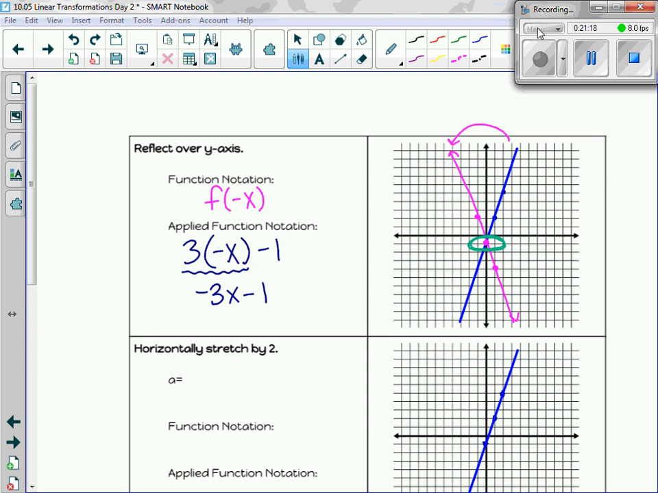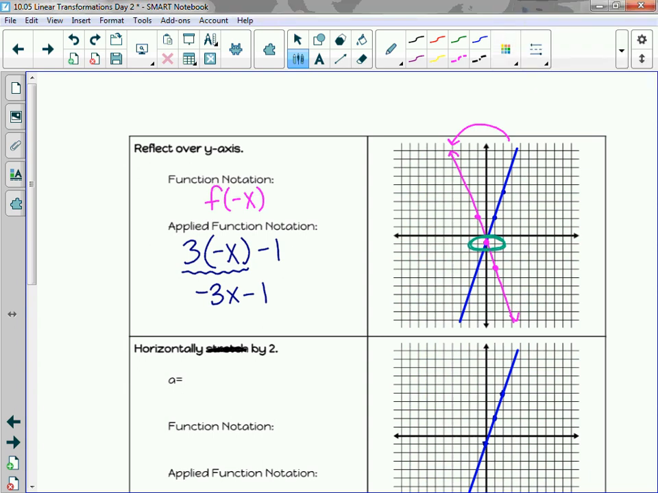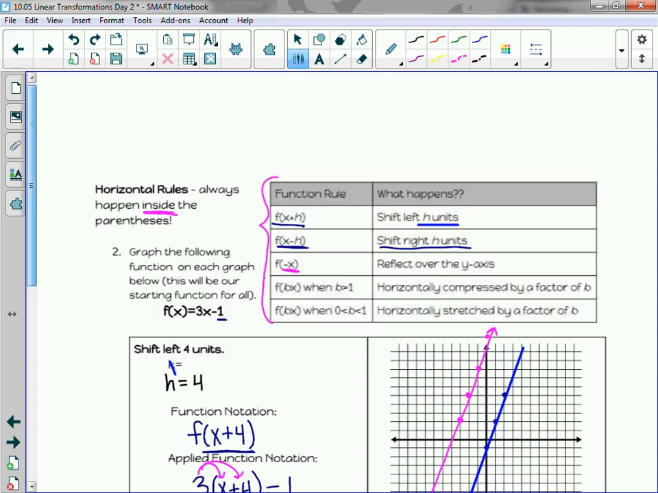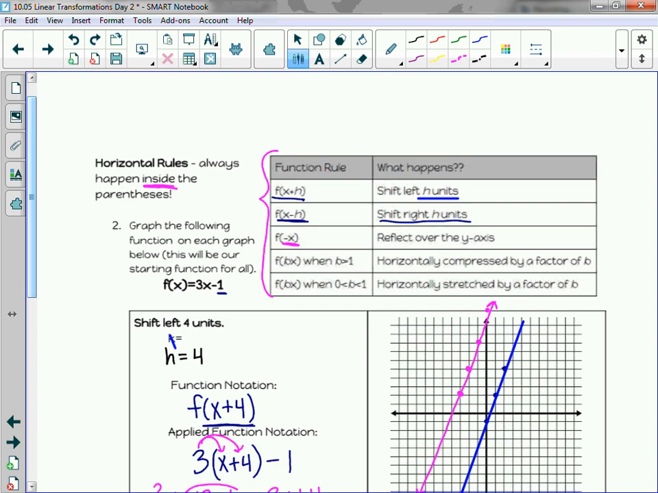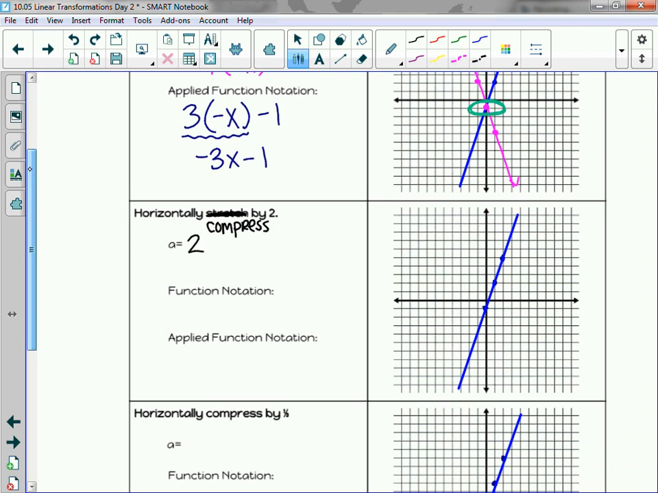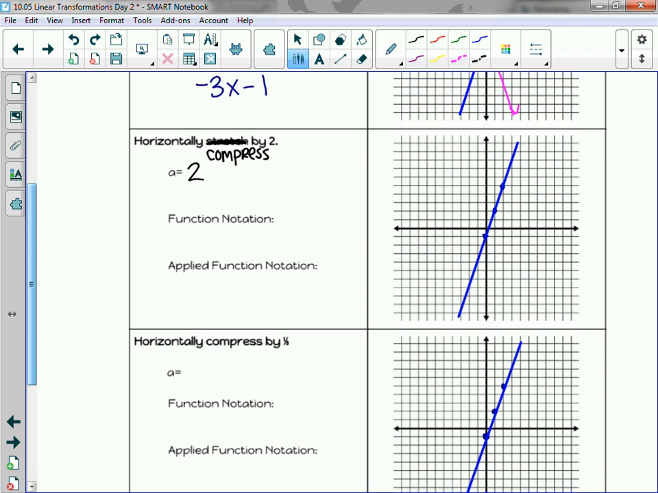Okay, so first things first, this should say horizontally compress, since our factor is larger than 1. So if we're going to compress, it's when your factor is larger than 1. So what we're going to do is take that factor that's larger than 1, and multiply it inside our parentheses directly by that x. So f of 2x.